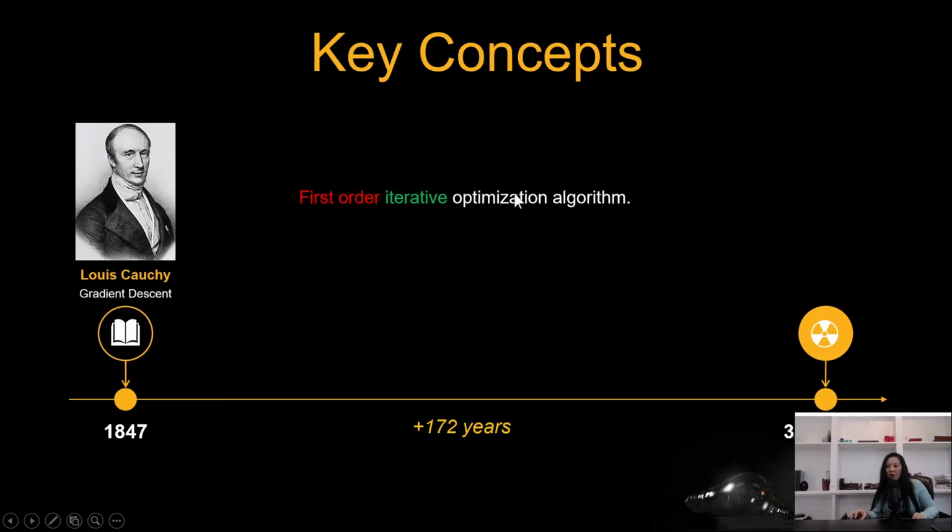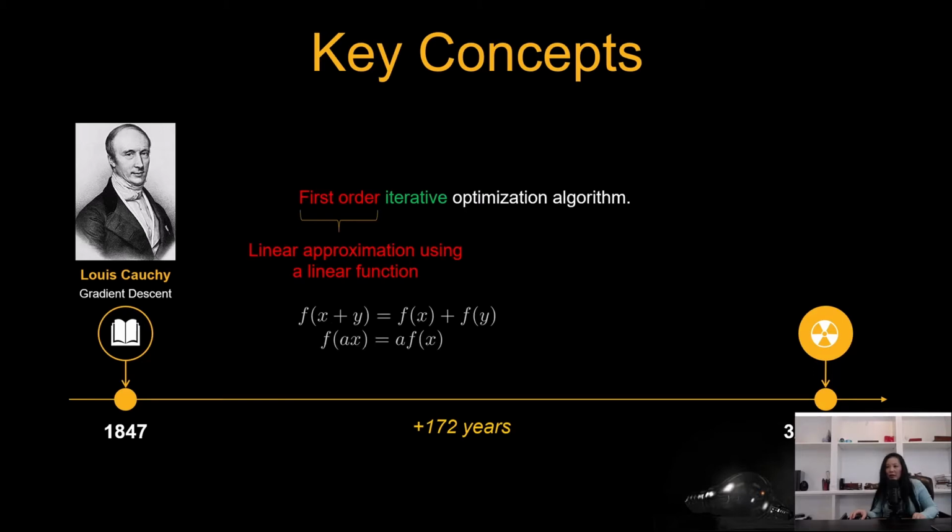What is a first order algorithm? A first order algorithm is an algorithm that's going to approximate based on a linear function. In linear algebra, linear function means it's a function that maps the two vector space and preserves the additions and scalar multiplications. As you can see here, you have two vectors x plus y.